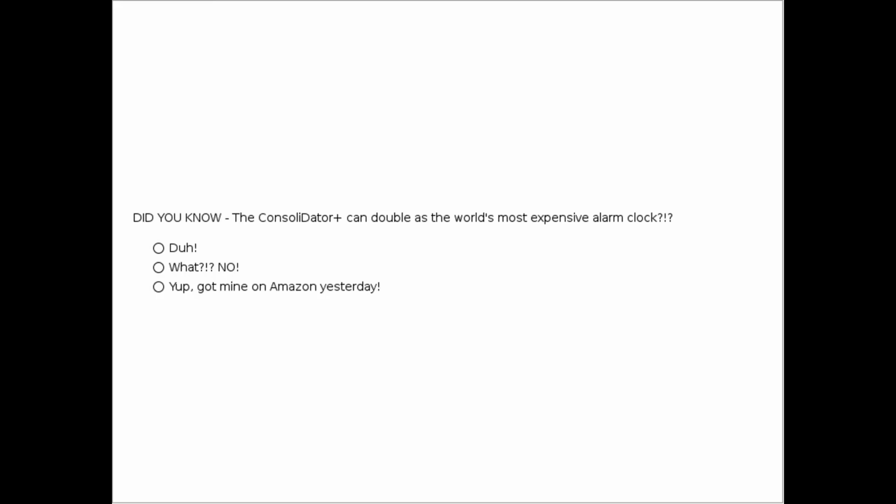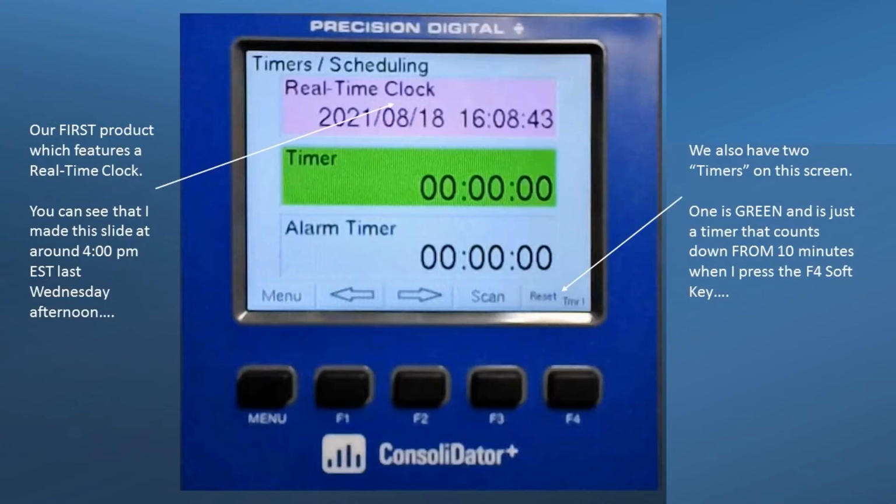And some people are saying, what? No, because what the hell am I talking about? ConsoliDator Plus is an alarm clock. Well, I'm going to show you what I mean by that on this next slide here.